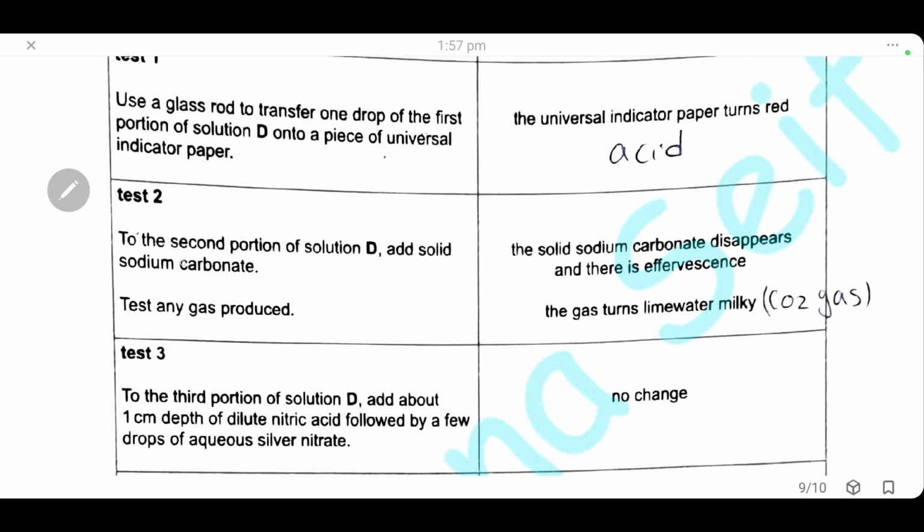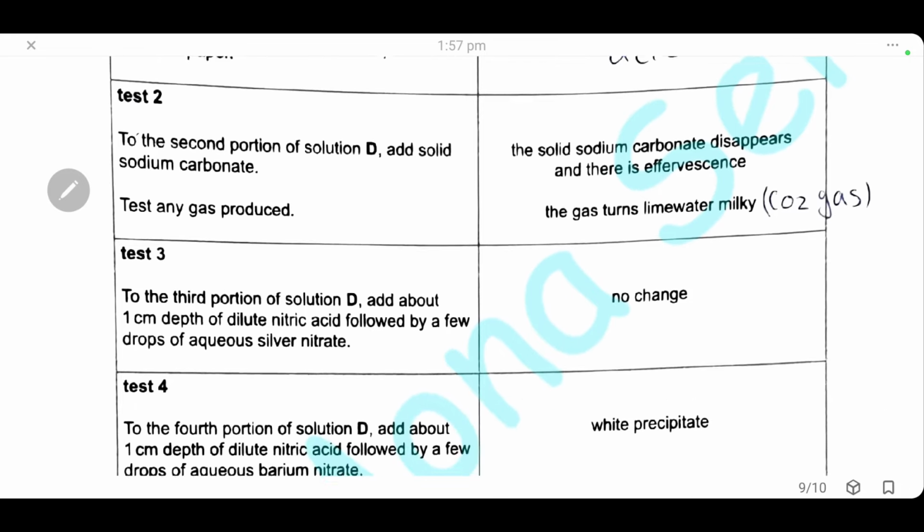Then test 2. To the second portion of solution D, add sodium carbonate and test for any gas produced. As solution D is an acid, it will react with sodium carbonate to produce carbon dioxide gas. The solid sodium carbonate disappears and there is effervescence. Of course, this effervescence is from the production of carbon dioxide gas. This gas turns lime water milky, so this is the positive result for carbon dioxide gas.